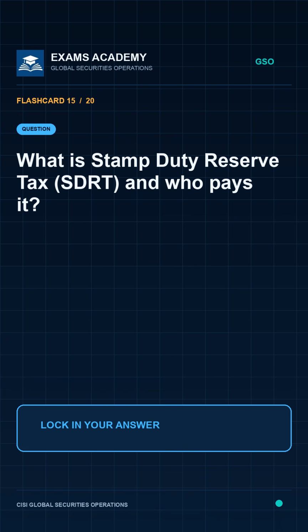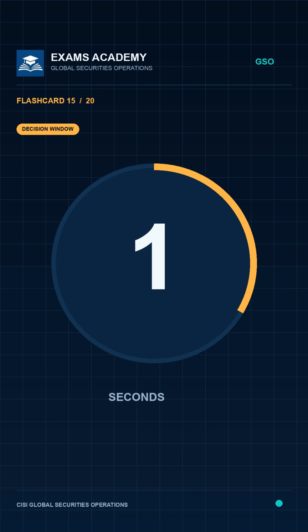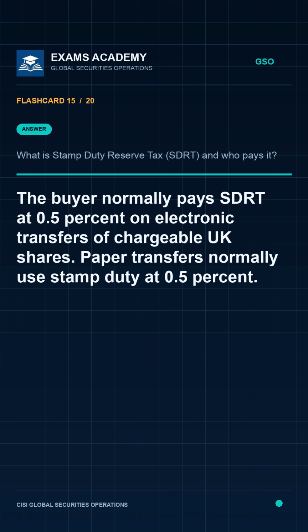Question 15. What is stamp duty reserve tax, SDRT, and who pays it? Answer. The buyer normally pays SDRT at 0.5% on electronic transfers of chargeable UK shares. Paper transfers normally use stamp duty at 0.5%.